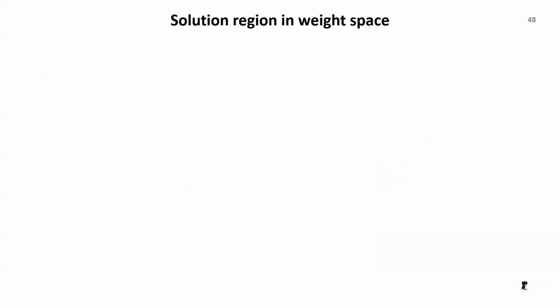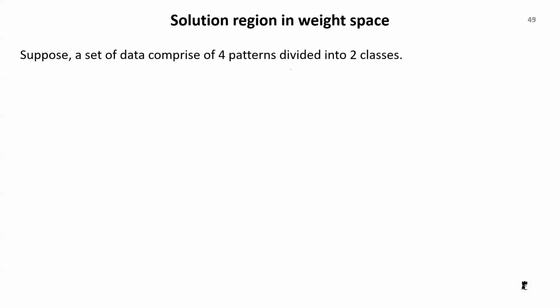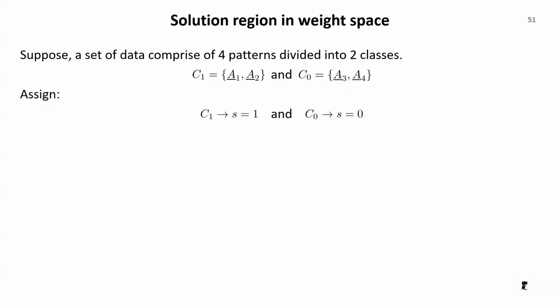Now, how do we find the solution region? To give you a concrete example, just consider that we have 4 points, and these 4 points are split into 2 classes again. We have point 1, point 2, part of class 1. We have point 3, point 4, part of class 0. Basically, class 1 is the positive class. Class 0 belongs to the negative class.